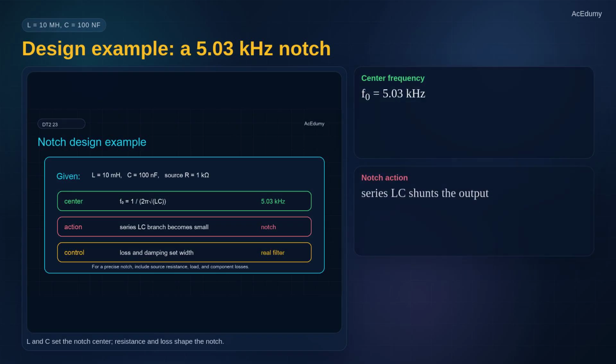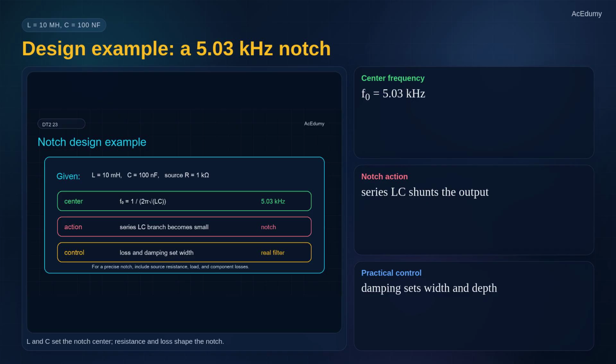Here is a quick notch design. If L is 10 millihenries and C is 100 nanofarads, the center frequency is about 5.03 kilohertz. Place the series LC branch as a shunt at the output node and use the surrounding resistance to control damping. For a sharp and deep notch, source resistance, load resistance, and component losses must be included.